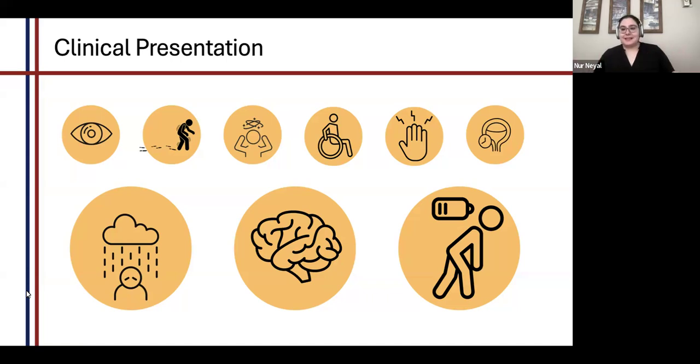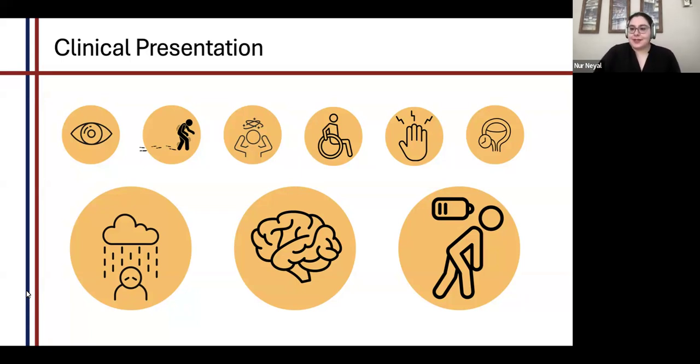But besides these lesion location related presentations, there are also a couple of presentations which I find very interesting. We see them in almost all cases, and they are usually not related to lesions. They're always there. And they are mood changes, especially depression, cognitive fog, cognitive decline, and lastly, fatigue. Almost every single MS patient has fatigue.